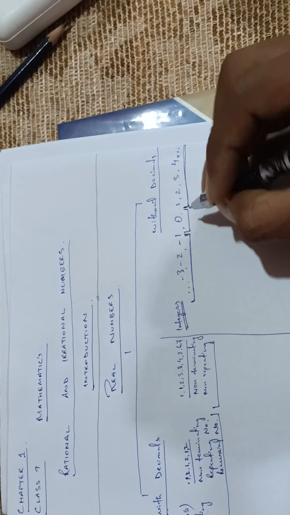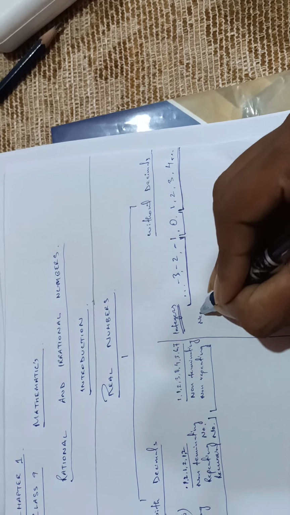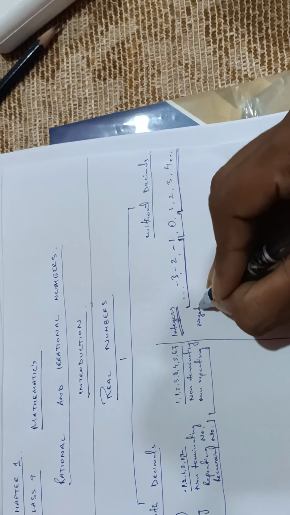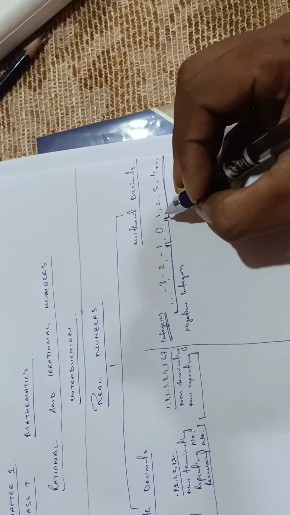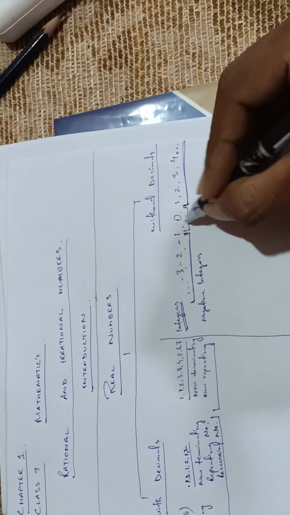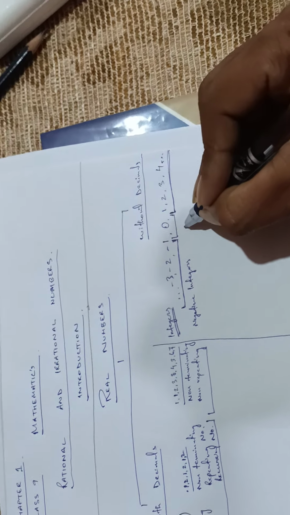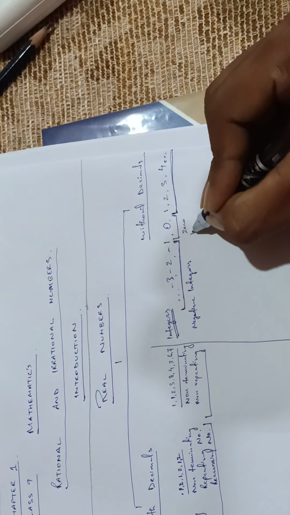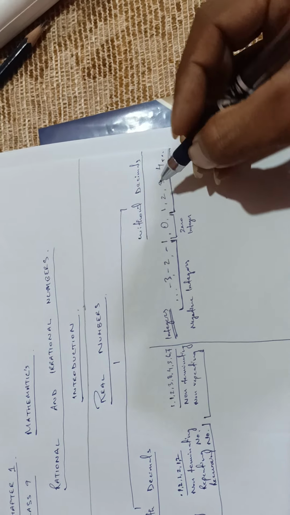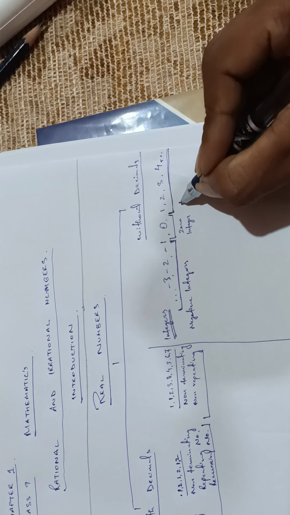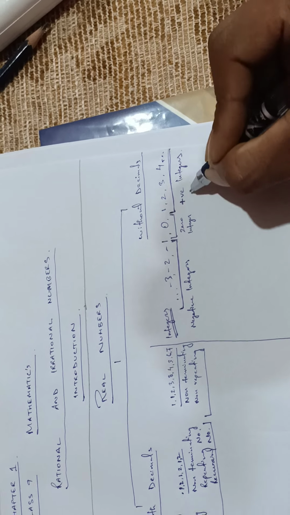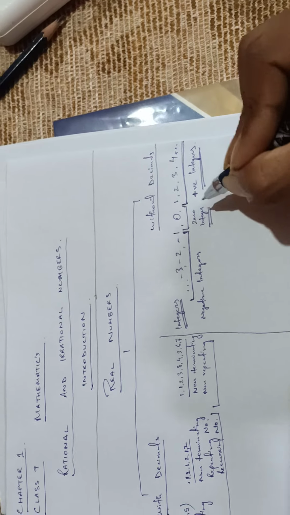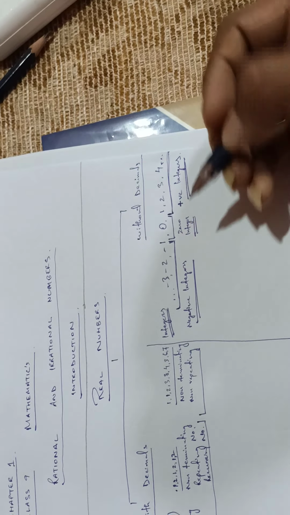If we go for the negative side, those are negative integers. And 0 is also an integer. And these are all positive integers, which I will denote by a plus sign. Negative integers will be accompanied with a minus sign.